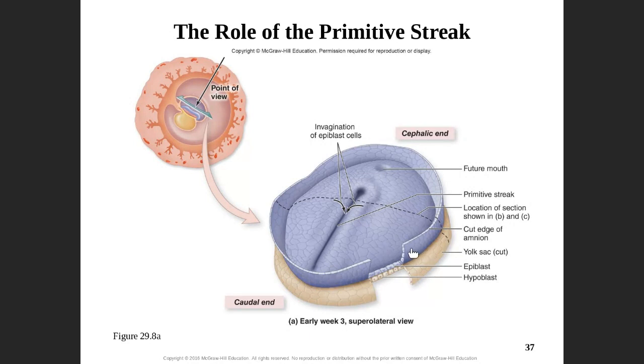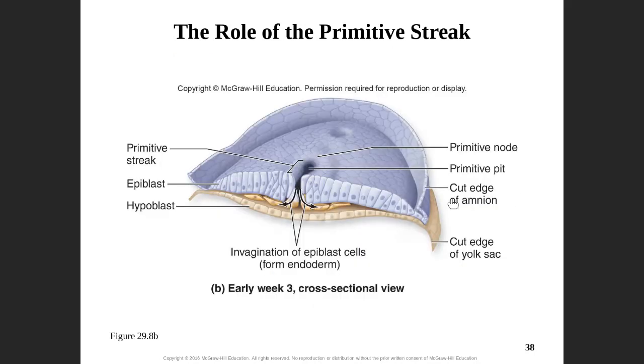So again, we're starting to see this in the beginning of week 3. If we look at this view, we'll take a transverse cross-sectional view and show you how these cells displace from the epiblast. They push down in between the two layers of the epiblast and the hypoblast. So we're getting these new cells moving in.